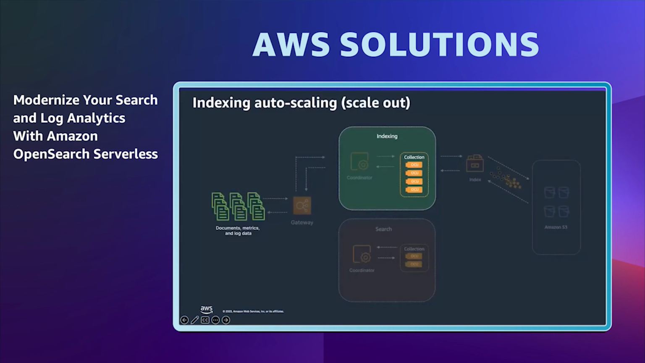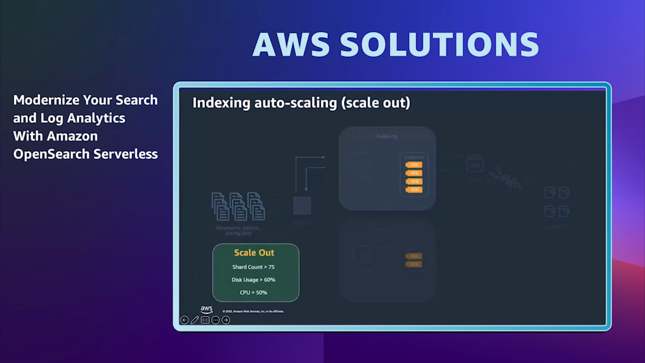Those metrics involve your shard count, your disk utilization, and the CPU. So whenever your shard count goes beyond 75 shards per OCU, then your scale out will happen, and these limits are per OCU. Or if your disk utilization goes beyond 60 percent, or if your CPU utilization goes beyond 50 percent. And the service will continue to monitor all the metrics across all of your OCUs. And if any breach happens across these metrics, it will scale out.